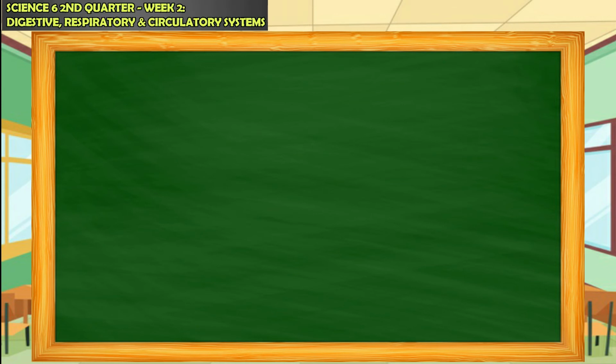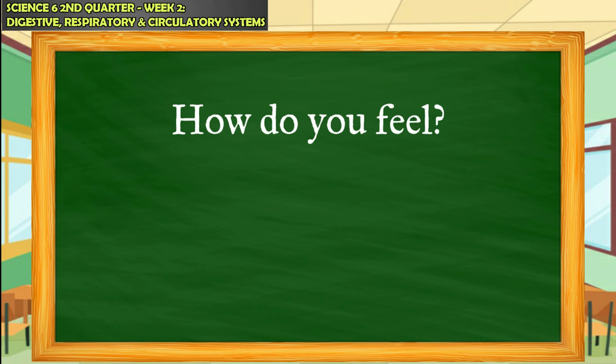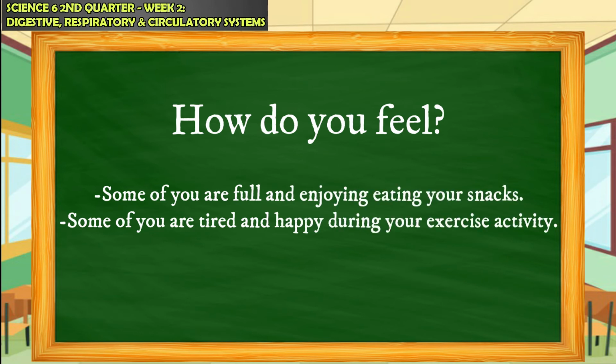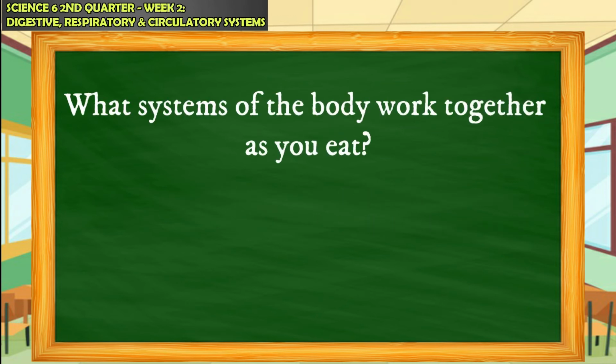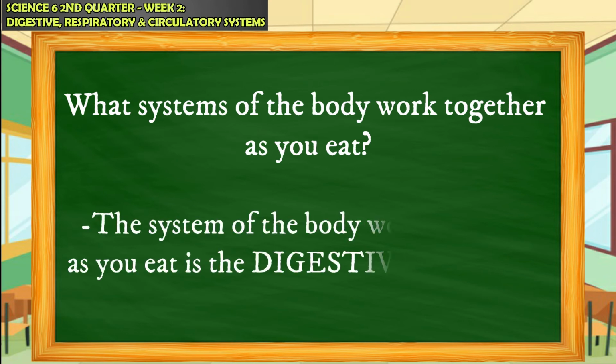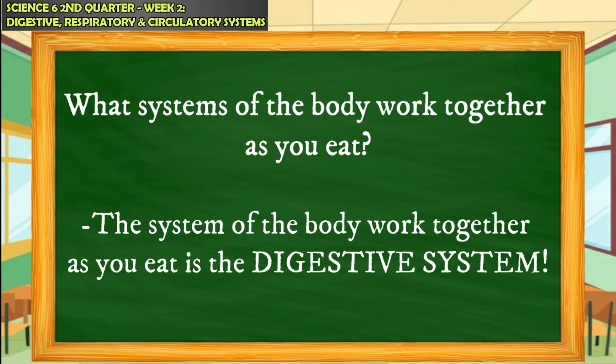Based on the activities Let Me Digest You and it's exercise time, how do you feel? Good to hear that. Some of you are full and enjoying eating your snacks. And some of you are tired and happy during your exercise activity. Now, what systems of the body work together as you eat? Correct! The system of the body that works together as you eat is the digestive system.